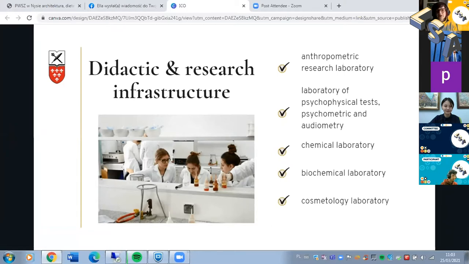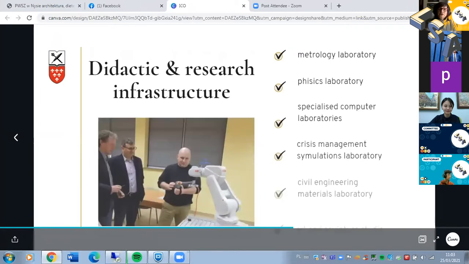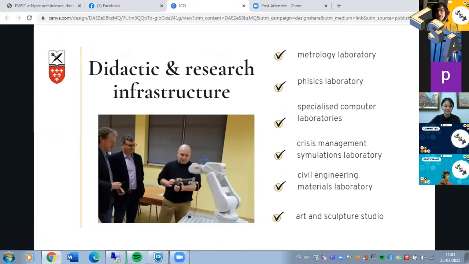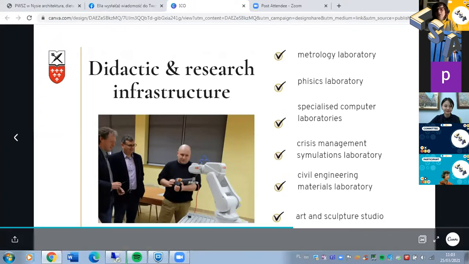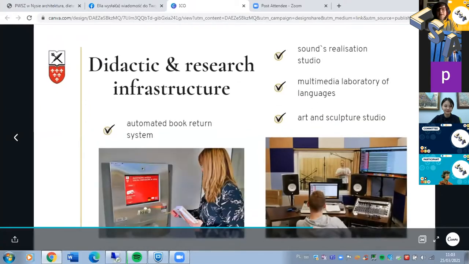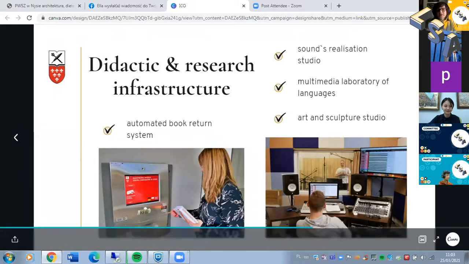So that's why our laboratories are full of different technology. And some of those you have seen mentioned there, like anthropometric or psychophysical or chemical, biochemical, cosmetology. And telling you the truth, all the faculties own laboratories. So for all faculties, you can spend time training yourself in these studios and also on the equipment that is provided by the university. Other examples are the sound realization studio, which is very nice, and of course, different laboratories for languages.